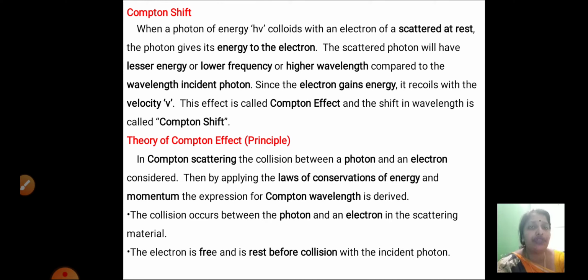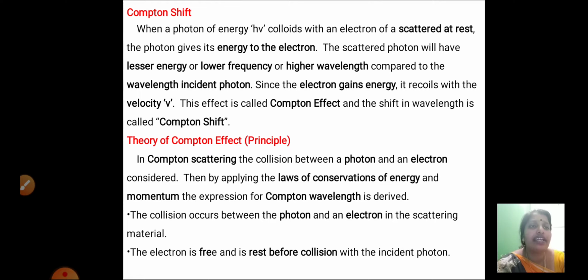Next, Compton shift is defined as follows. When a photon of energy h nu collides with an electron at rest, the photon energy is absorbed by the electron and then the photon is scattered. The photon gives its energy to the electron, but the scattered photon will have lesser energy or lower frequency, that is higher wavelength compared to the wavelength of the incident photon.